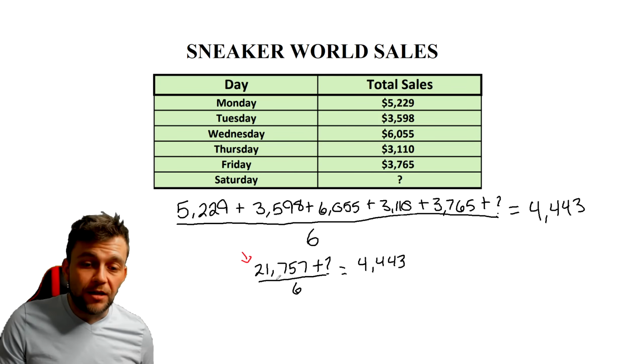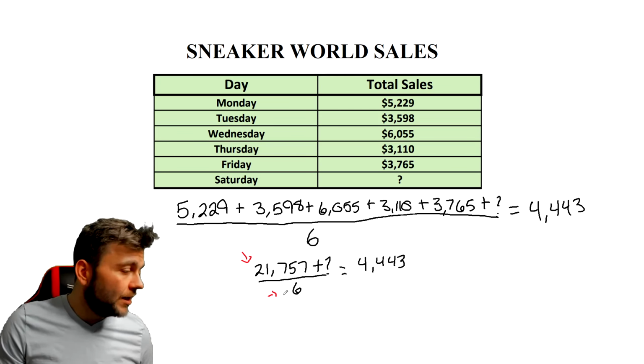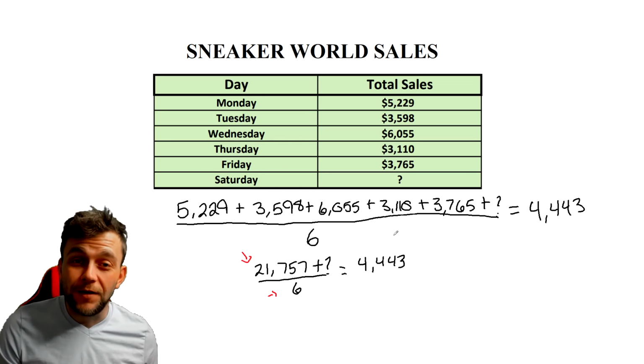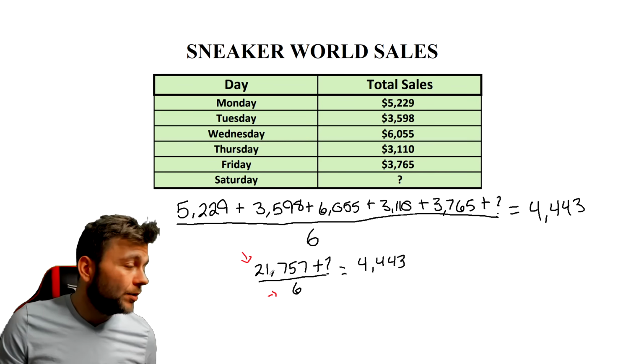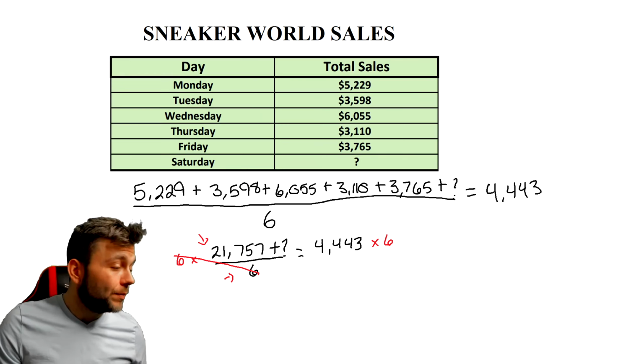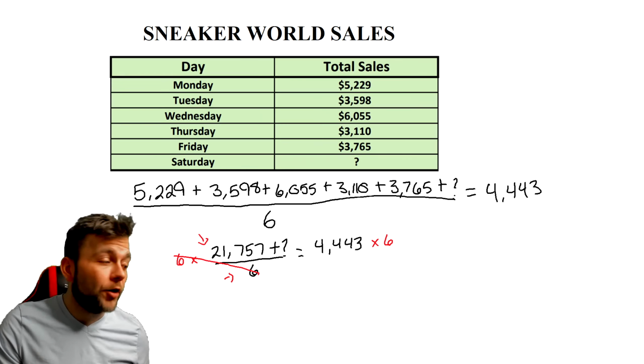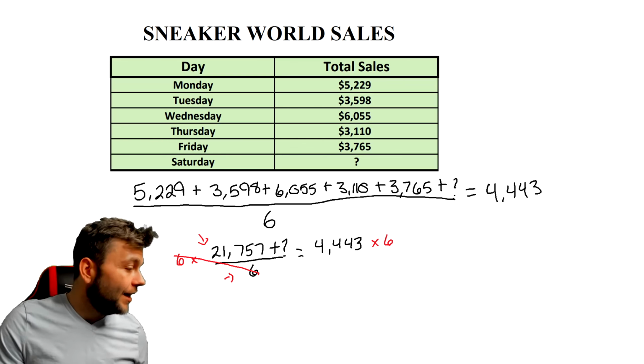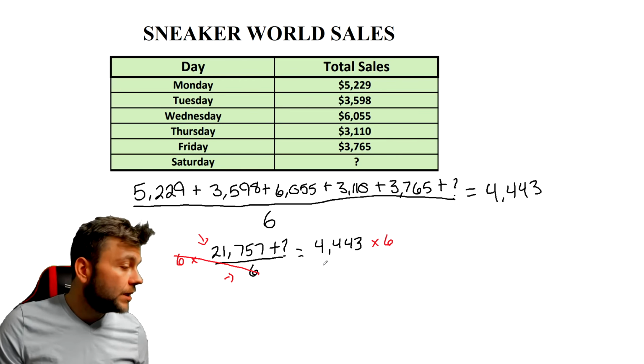Now, we have this stuff here on top being divided by 6. How do we get rid of this division? Well, what's the opposite of dividing? It is multiplying. So we want to multiply that 4,443 times 6, and that equals 26,658.